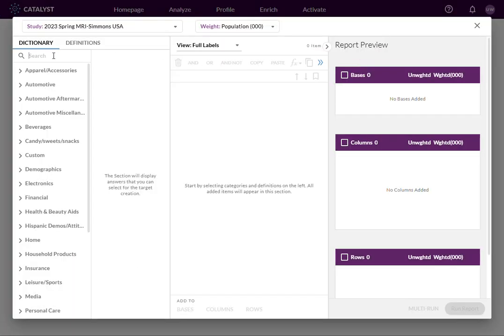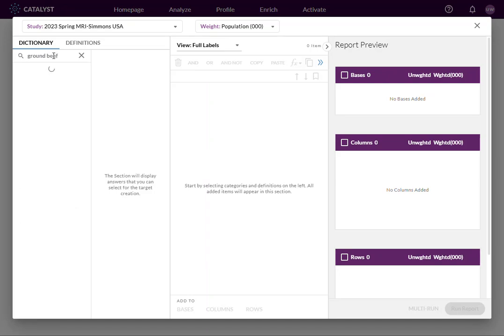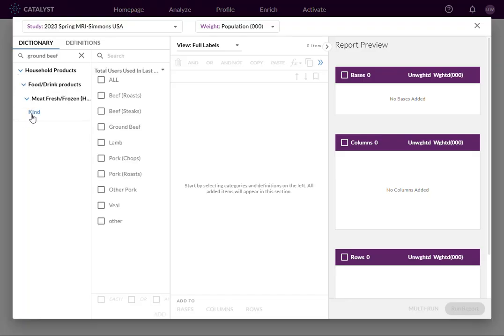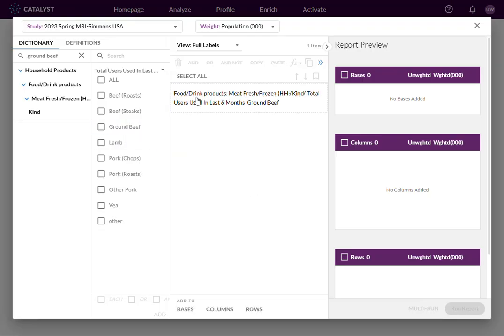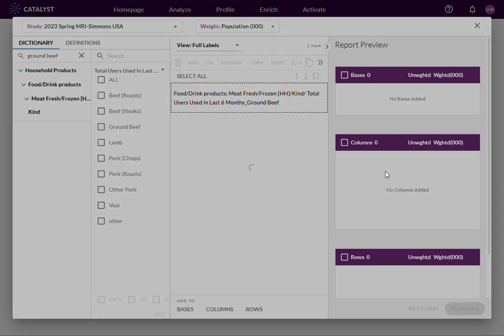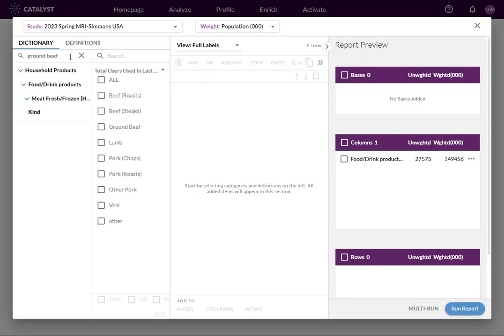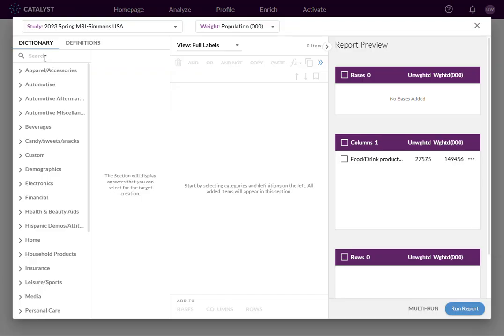So we can come in here again and choose ground beef again, and people who ate ground beef in the last 6 months. And I'm going to put that in my column. Now, what I want to know about these people who bought ground beef, I may want to know, you know, do they use coupons?